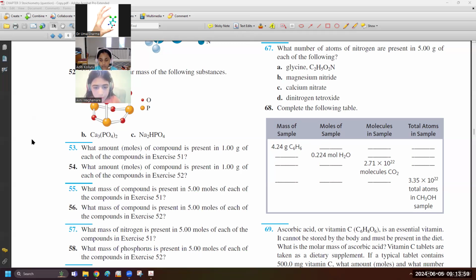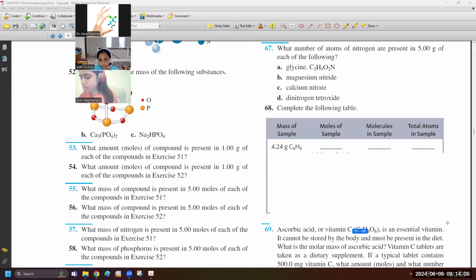How to go from grams of C6H6 to moles of C6H6? Tell me how to go. This question is much simpler now. I want to know moles of sample. This is given to me. 4.24 grams of C6H6. What should I plug in here? 1 mole of C6H6 divided by, over, use the word over, molar mass. Yes, like this. Very good.